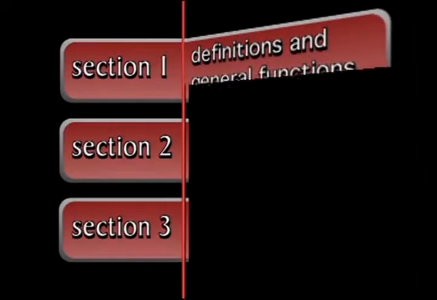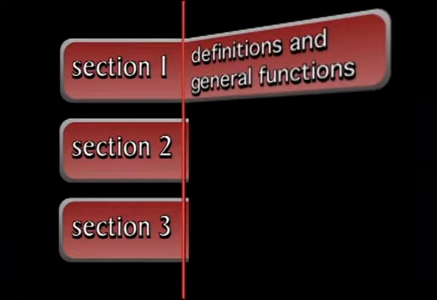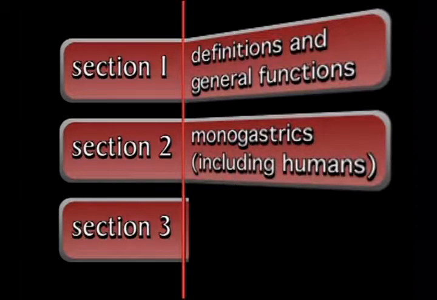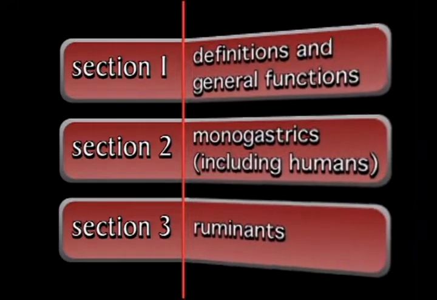This program is divided into 3 sections. First, we'll take a general overview of the digestive system, including definitions and general functions. Then we'll take a tour of the digestive systems of monogastrics, or simple-stomached animals, and take a brief look at the digestive systems of ruminants.